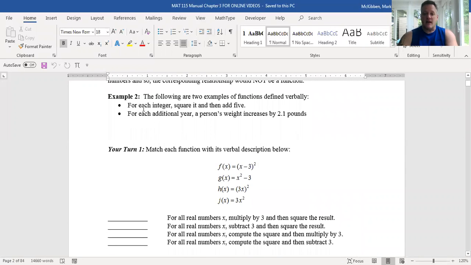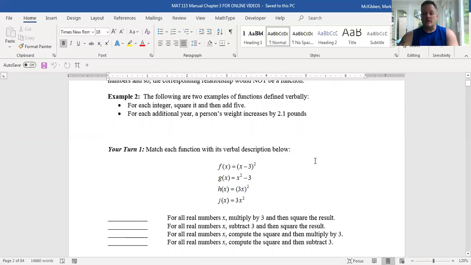So for this one, when we say for every integer, square it and then add 5, what that tells you to do is let X be an integer. I'm not going to write it down because I don't have the pen here, but take X to be an integer. The output we're going to associate with that is X squared, so we square it, and then plus 5, because we're adding 5. So X squared plus 5 would be the formula for the function that would take every integer to that image.